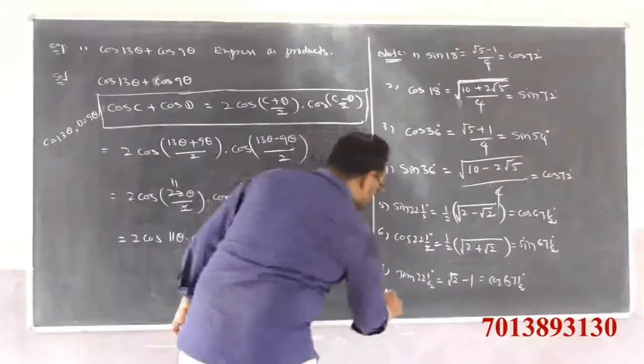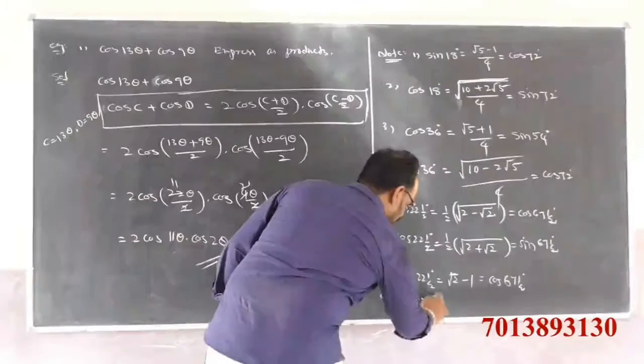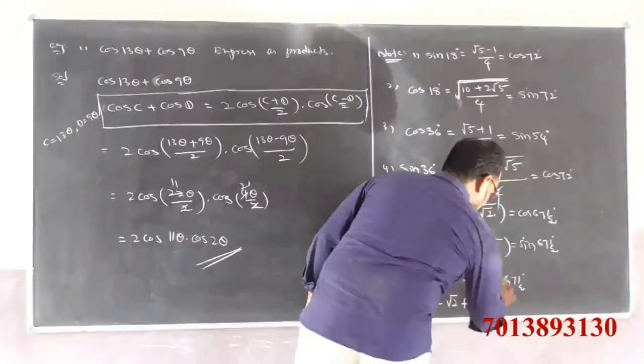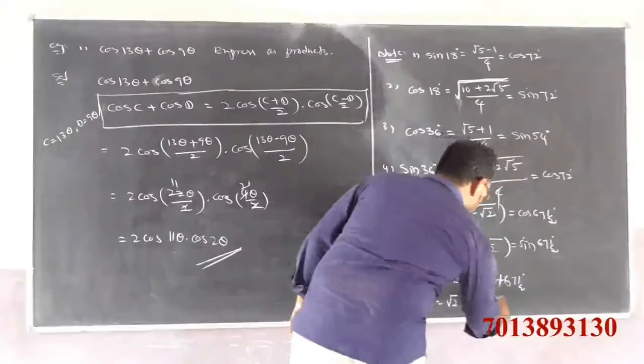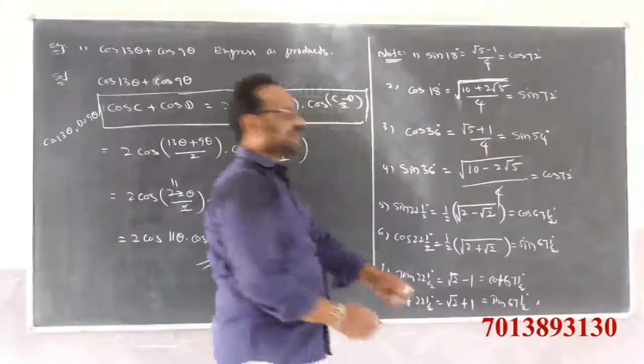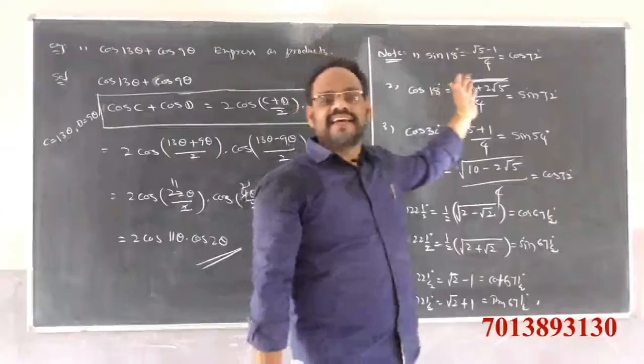What is the value of cot 22 and half degrees? Cot 22 and half degrees is equal to square root of 2 plus 1, which is the same as tan 67 and half. Once again, we'll have these values, that is sin 18 degrees.